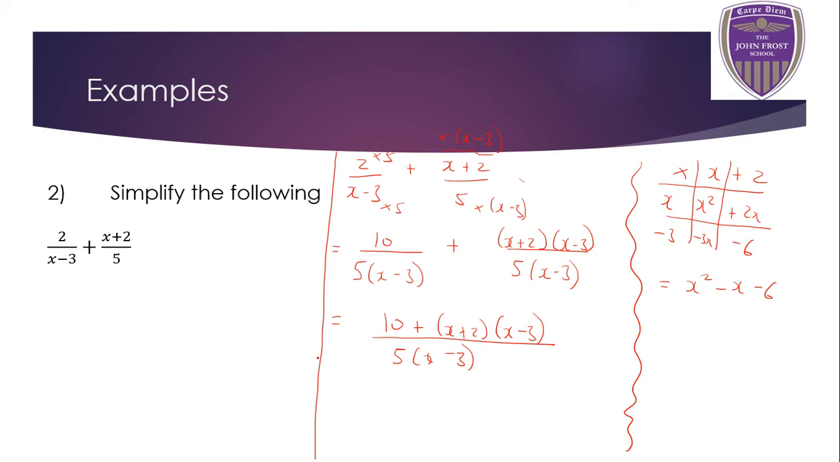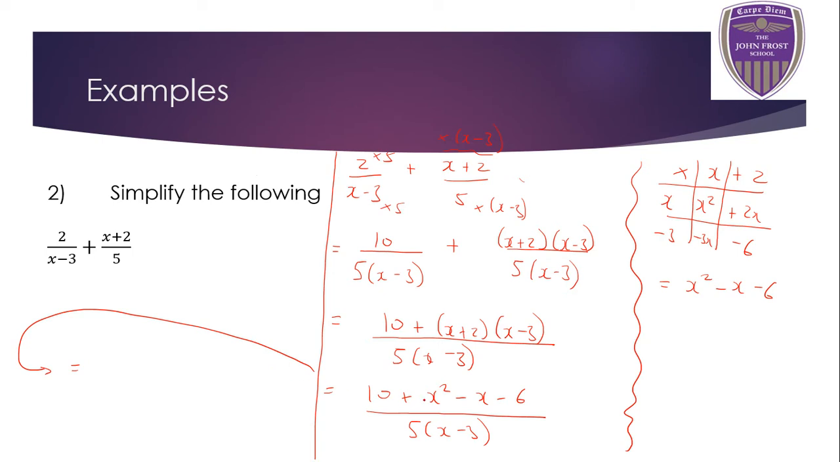So now I can put that into here, and you get 10 plus x squared minus x minus 6 all over 5 bracket x minus 3. I've run out of space a bit, so I'll put the final answer here.